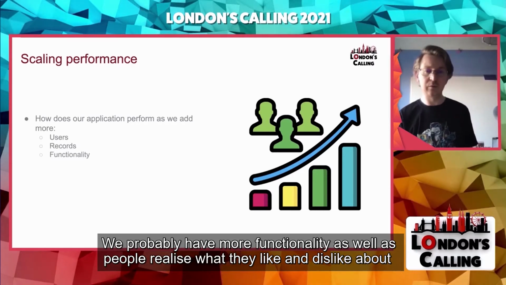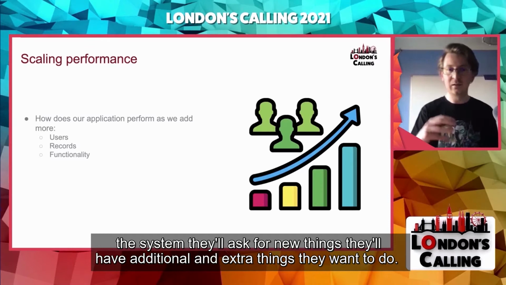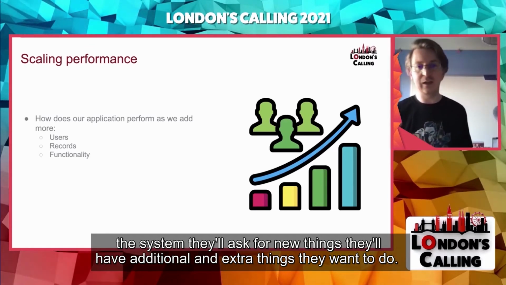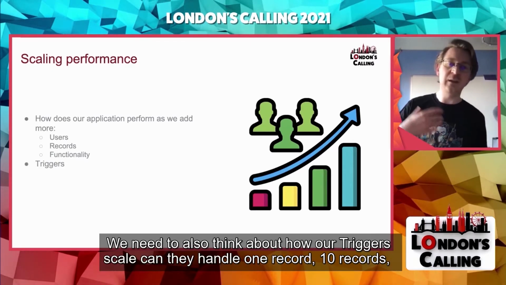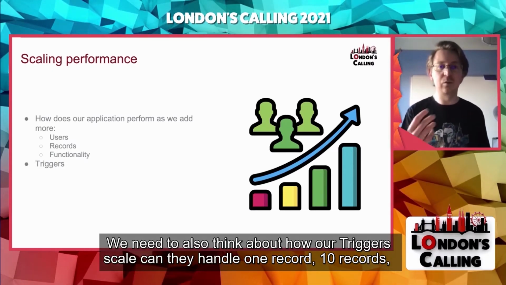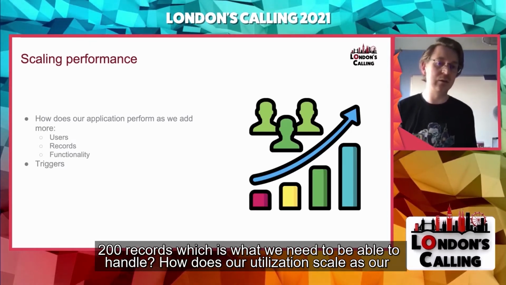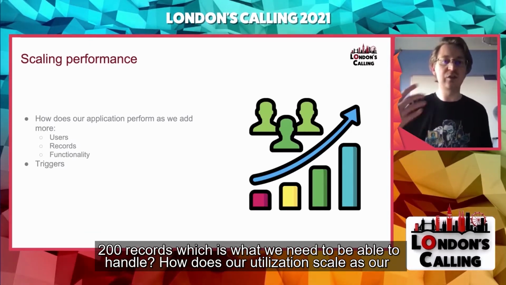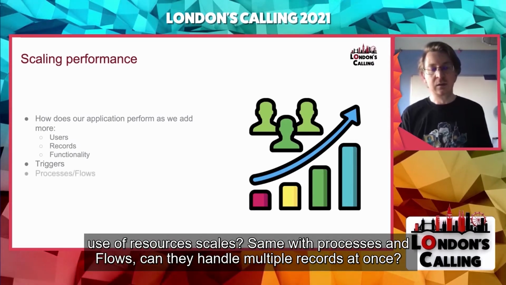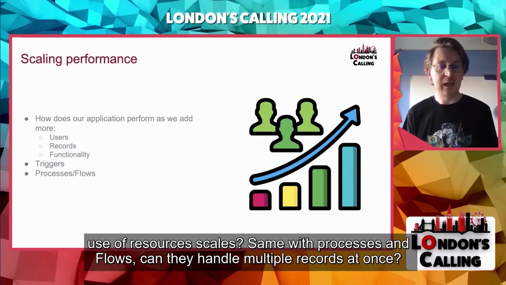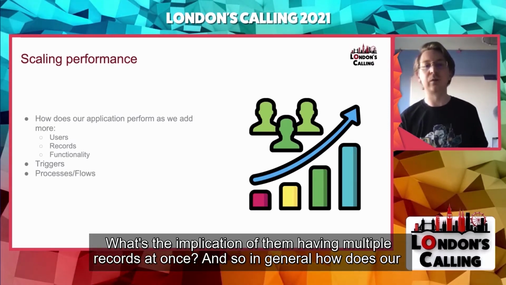We probably have more functionality as well. As people realize what they like and dislike about the system, they'll ask for new things. They'll have additional and extra things they want to do. We need to also think about how our triggers scale. Can they handle 1 record, 10 records, 200 records, which is what we need to be able to handle? How does our utilization scale as our use of resources scales? Same with processes and flows. Can they handle multiple records at once? What's the implication of them having multiple records at once?